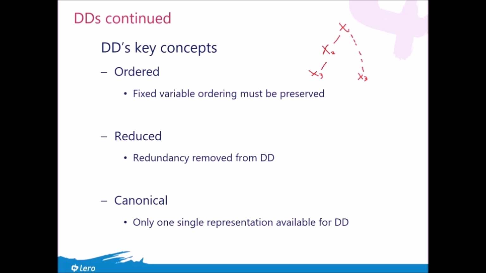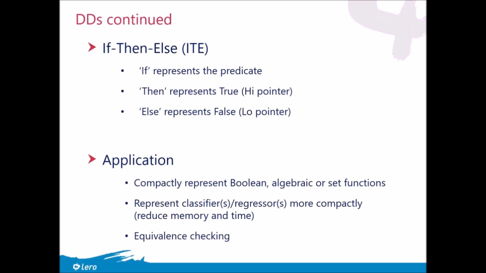Finally, decision diagrams are canonical. This means there is only one single representation for a decision diagram. So if you gave the Boolean function to 5 different people, and told them to build a decision diagram, each of the 5 people will come up with the exact same representation. That's simply what canonical means. There is no other representation for that specific decision diagram when compressed.